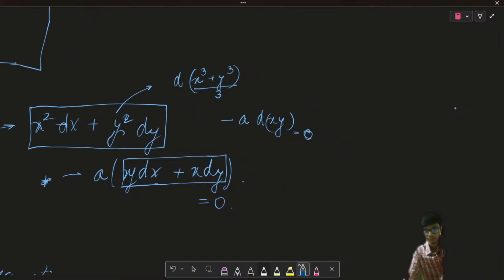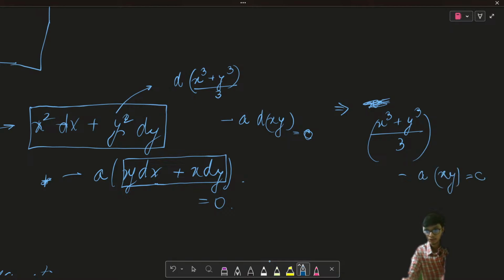Now this particular form can be easily integrated, and the result after integration can be given as x cube plus y cube, whole divided by 3, minus a times x into y, is equal to some constant c.